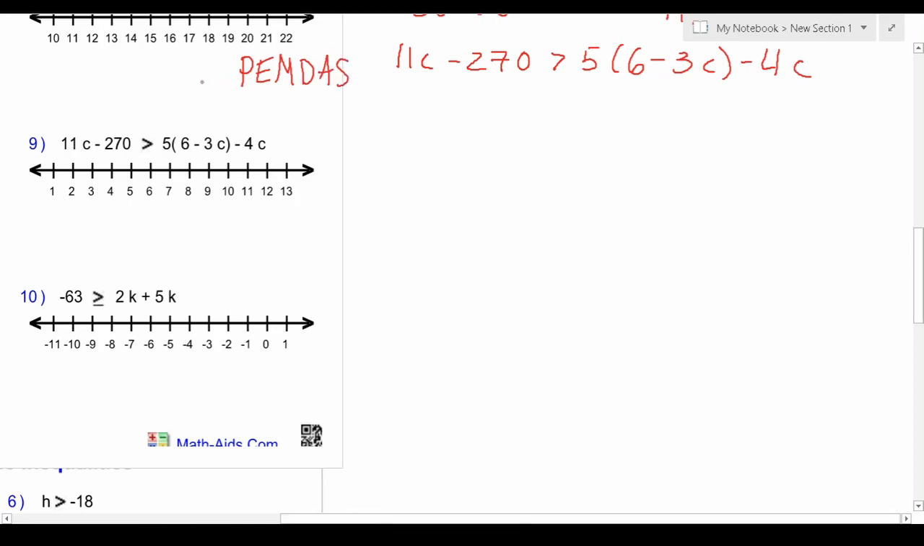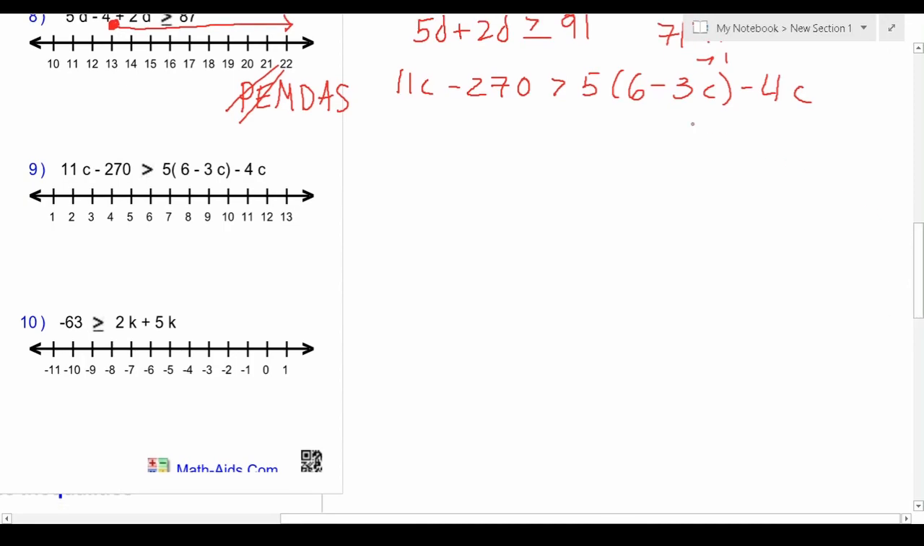Again, as we scan through this inequality, we're looking for parentheses. We do see some parentheses, but since 6 and 3c are not like terms, we can't do anything with that. So there are no parentheses we can work on at the moment. As we can see, there's no exponents, but we do see some multiplication. Namely, right here, we can distribute this 5 to the 6 as well as negative 3c.